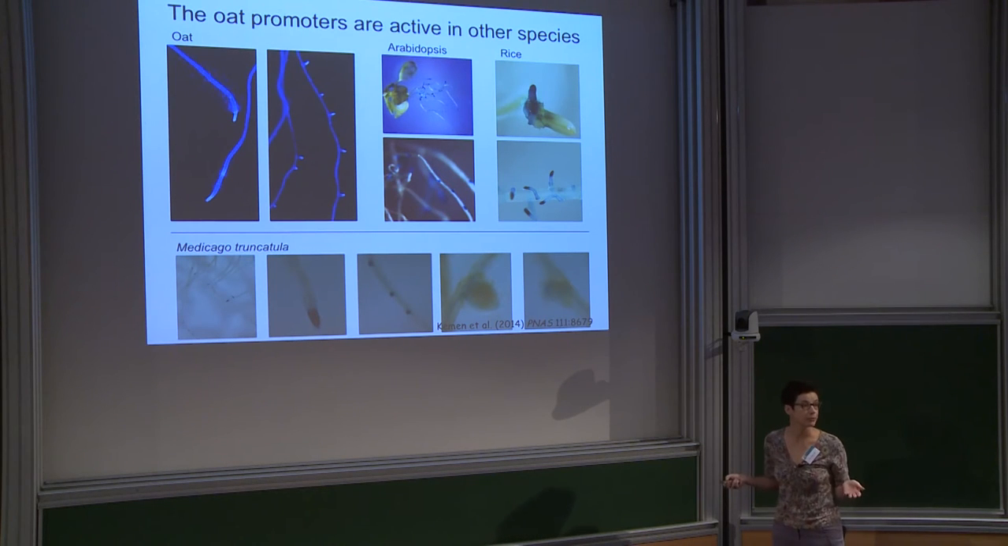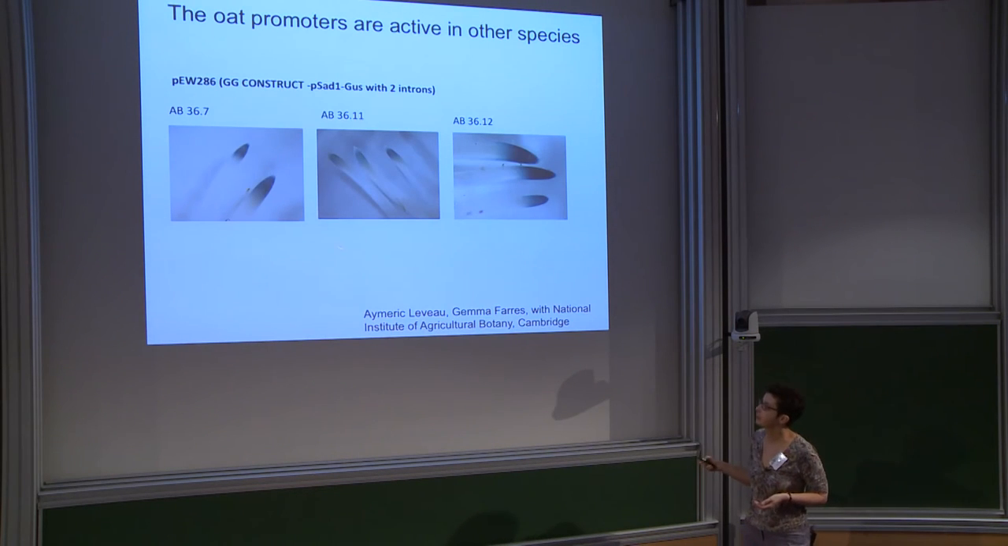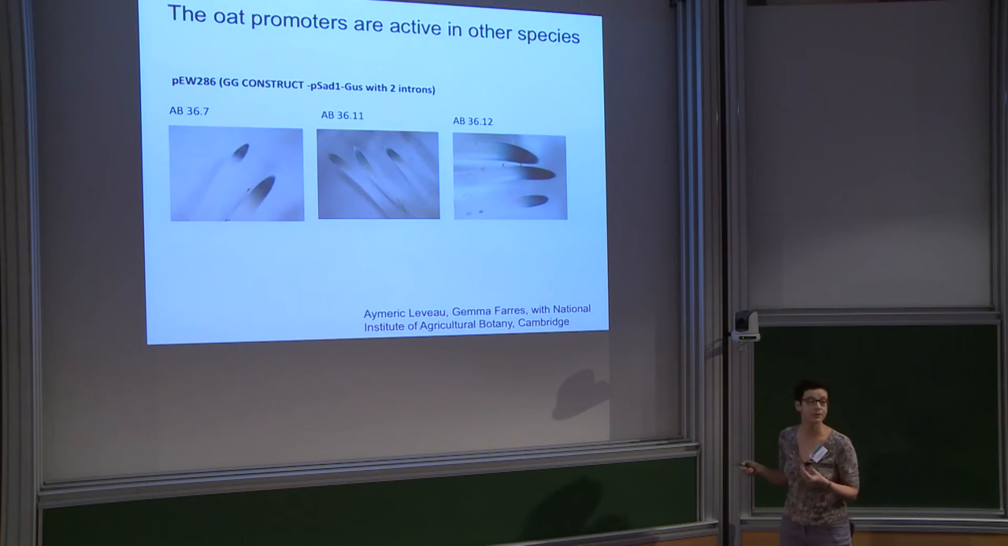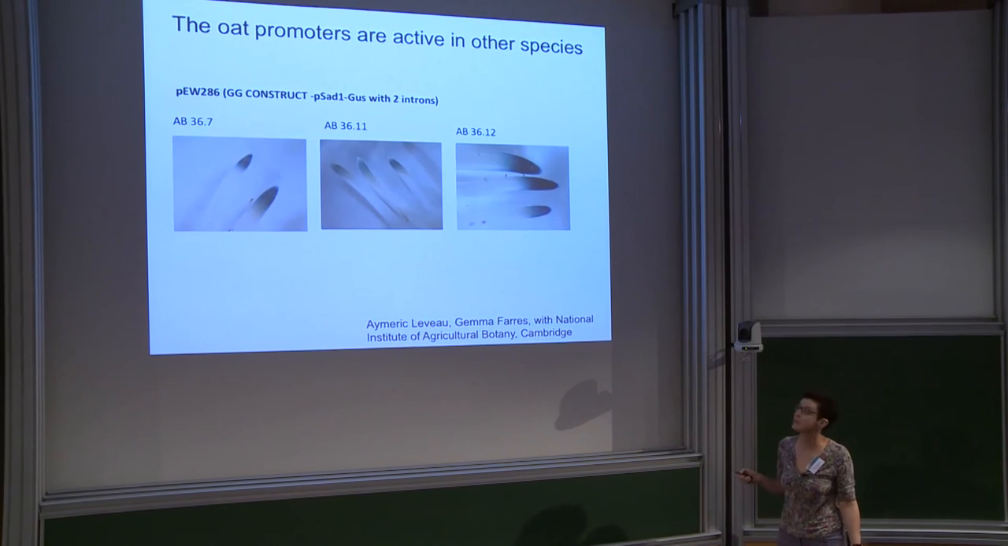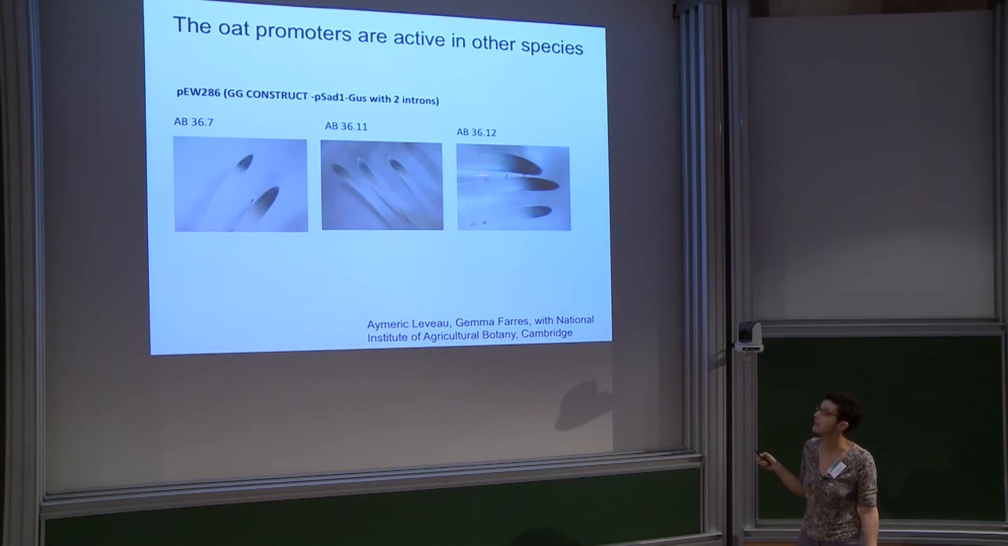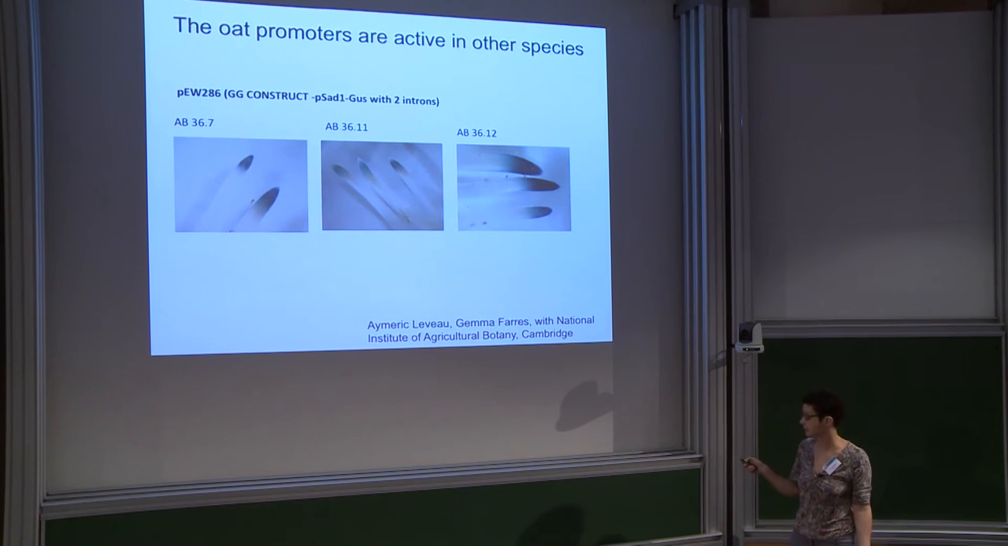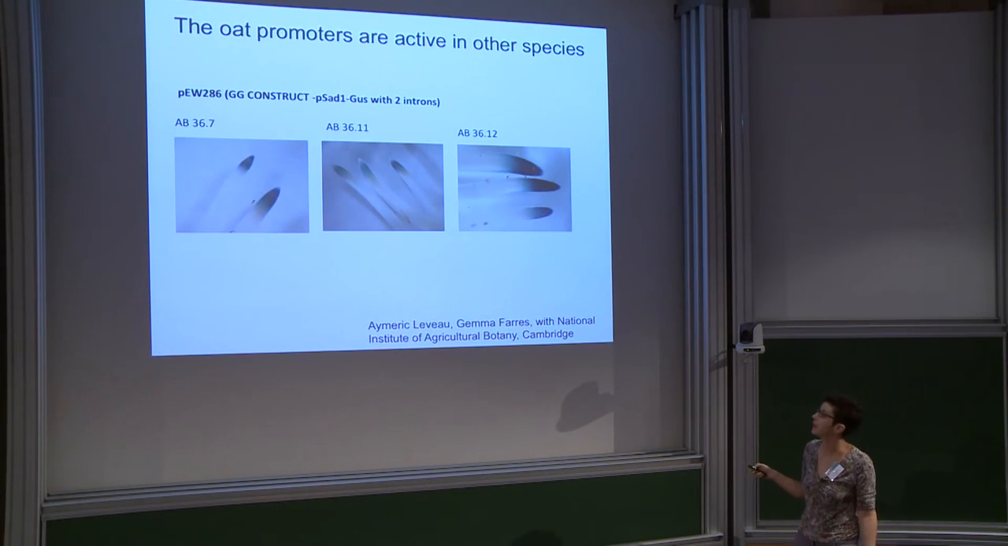It's also very useful because it means we can use these promoters in other plant species. And here they are in wheat. So this is really nice. We now have a set of 11 promoters that we can use to drive the expression of multiple genes in wheat roots. That's a really useful resource. We still don't quite understand how it works.